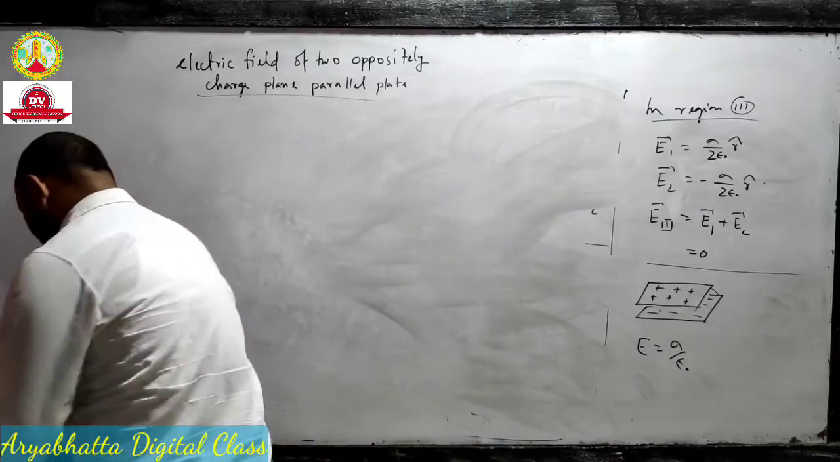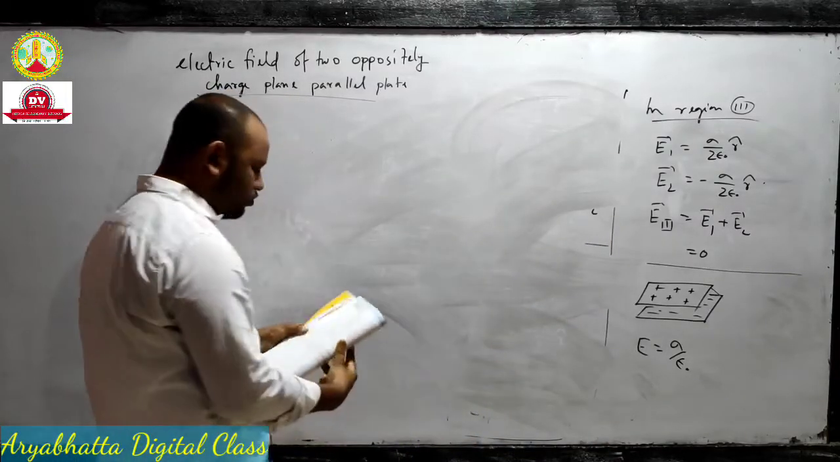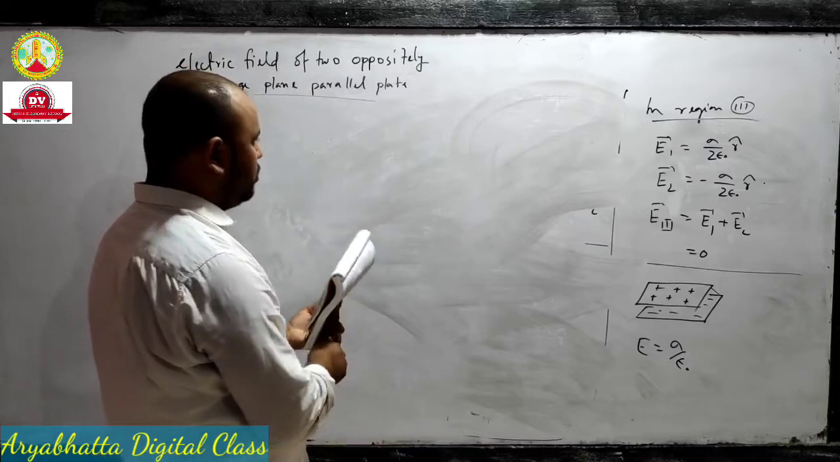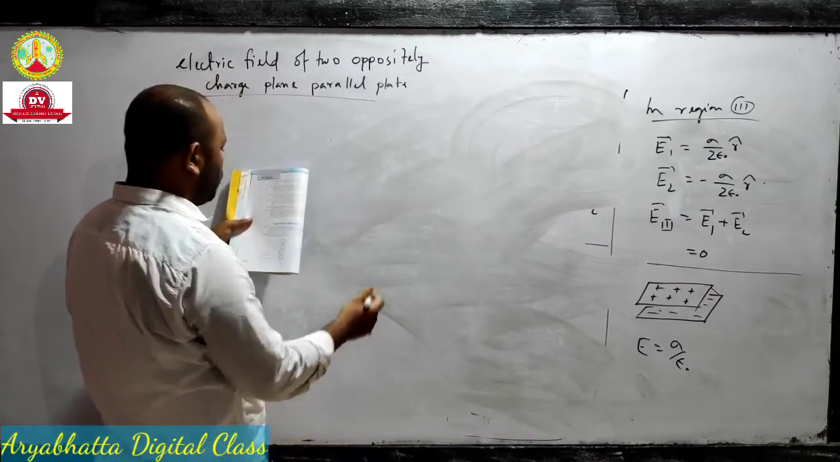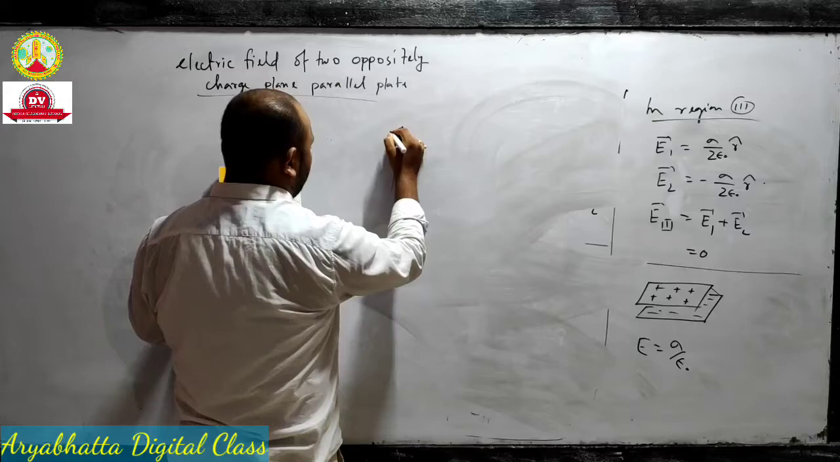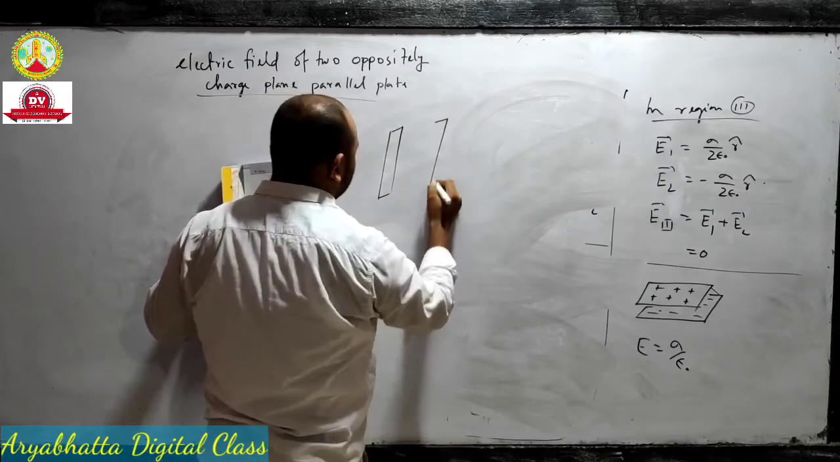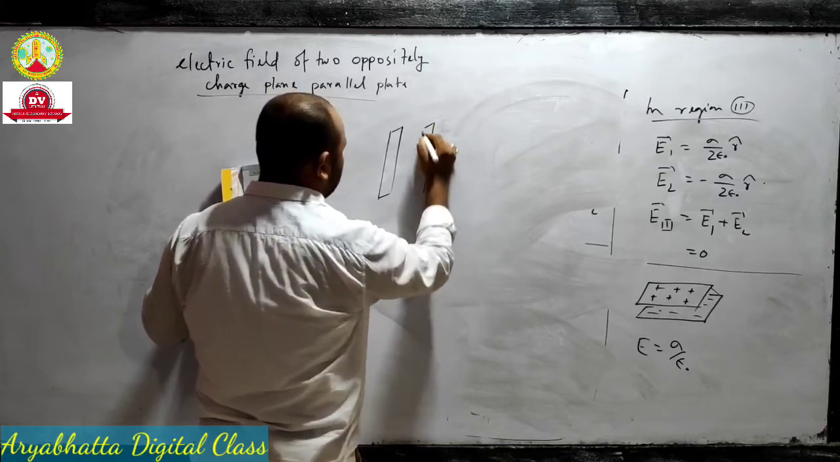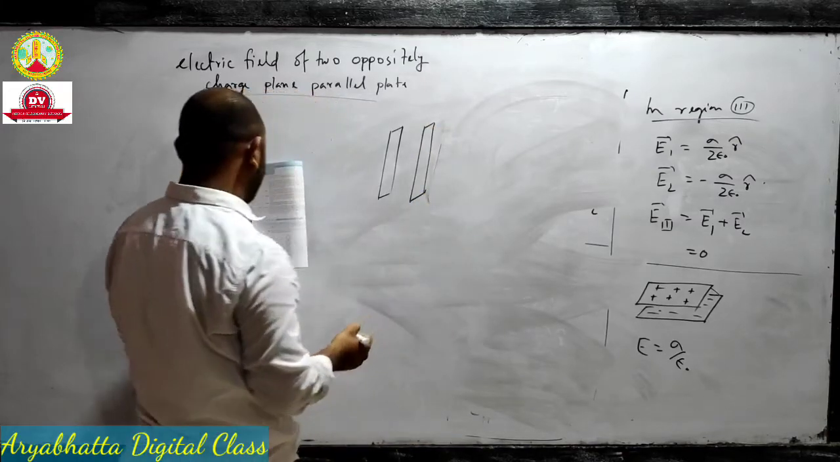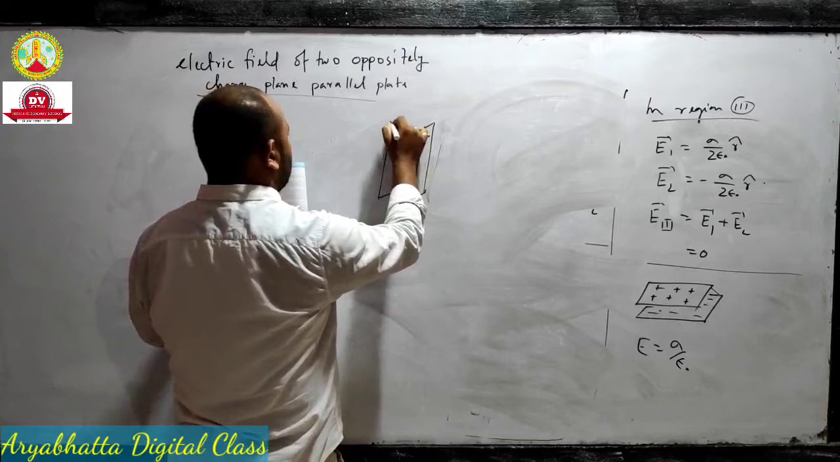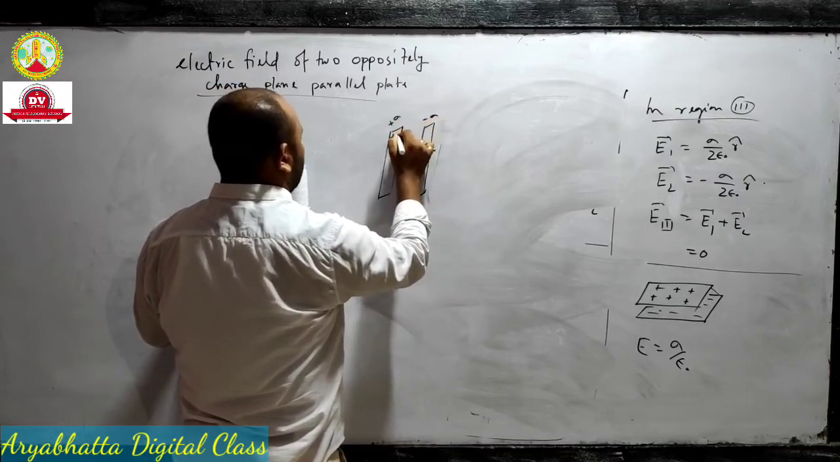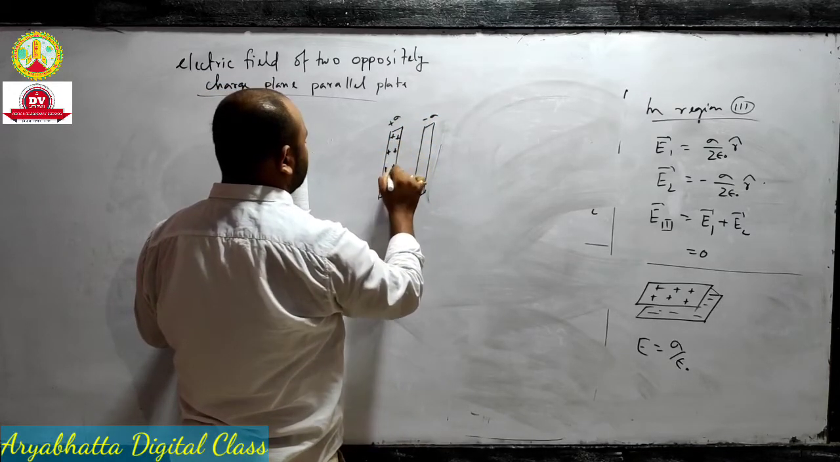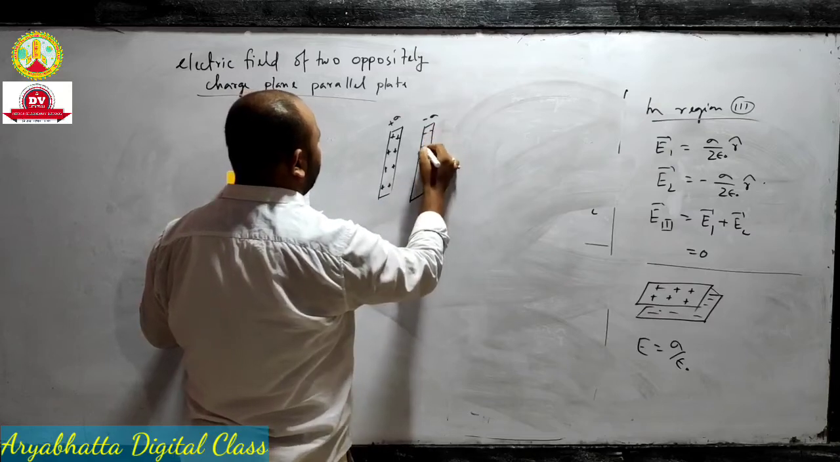In that question we are given two parallel plates. Suppose these are the two parallel plates like this. We are given two parallel plates like this, and the surfaces are plus sigma and minus sigma. Here one plate is positively charged and the other plate is negatively charged.